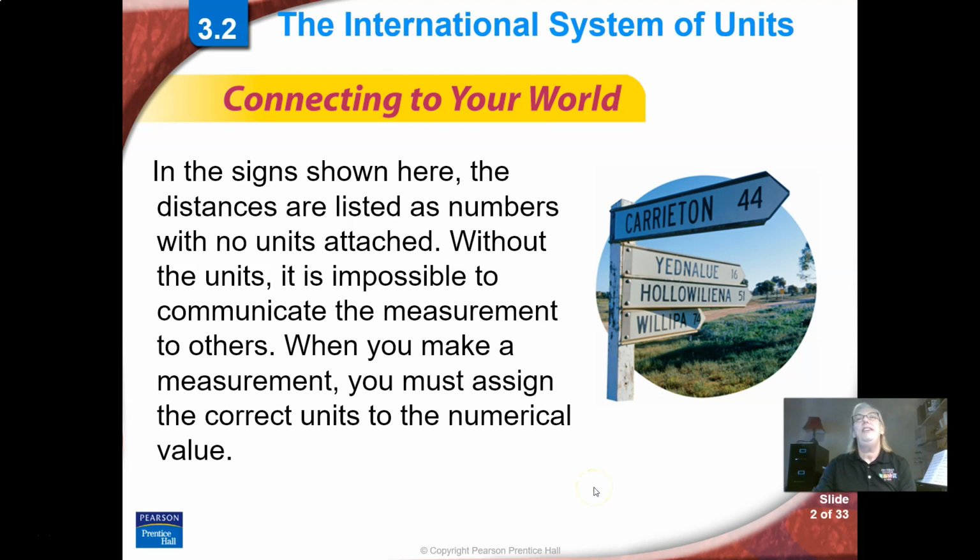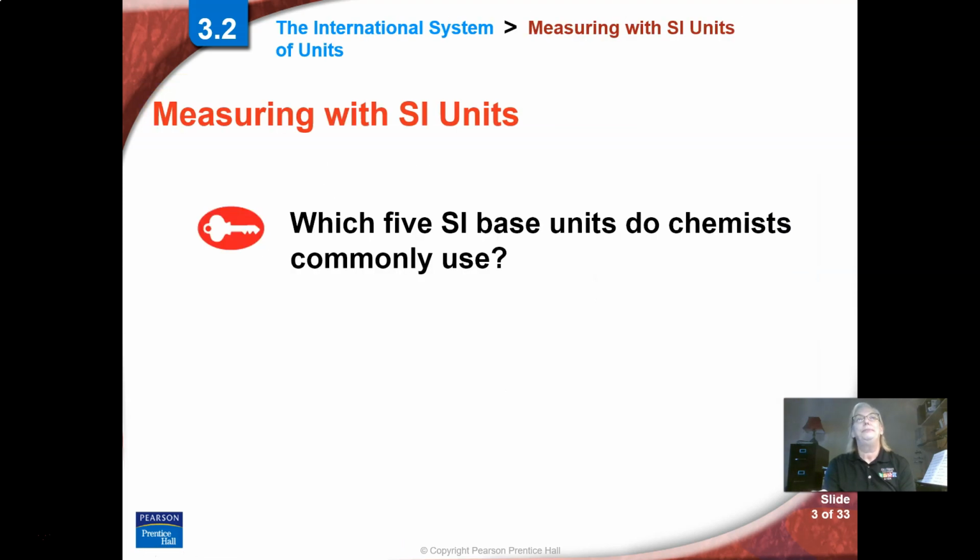So whenever we have a number in chemistry, we have to talk about what the unit is. Is this a mile or is this a kilometer? We need to use that. So we're going to do that always. We're going to have a number and a unit when we talk about chemistry. So there's 5 base units in SI, and these are the ones that we normally use in chemistry.